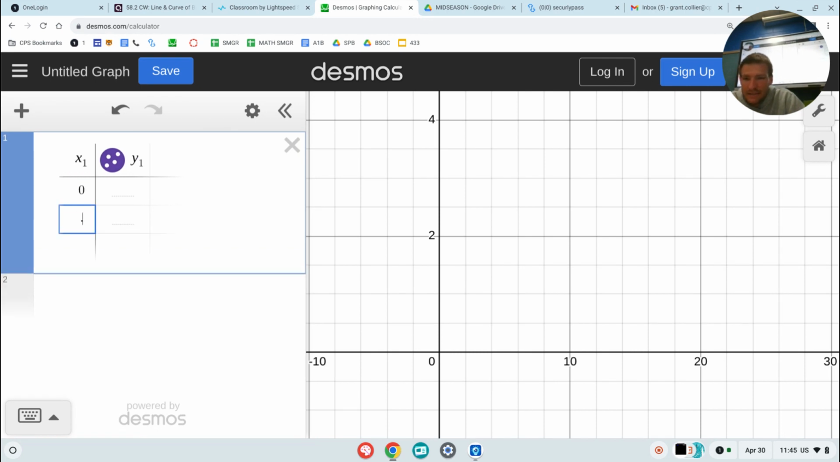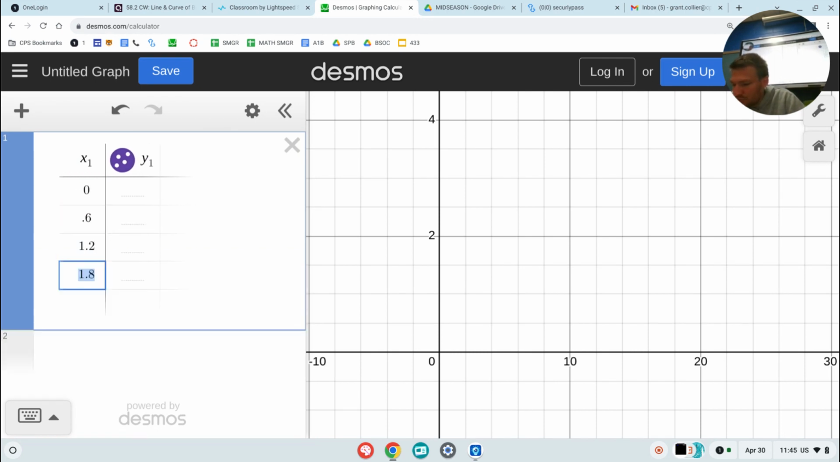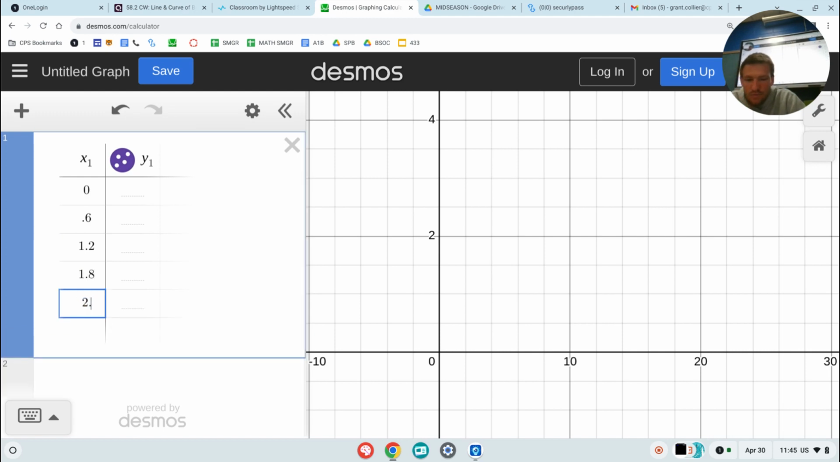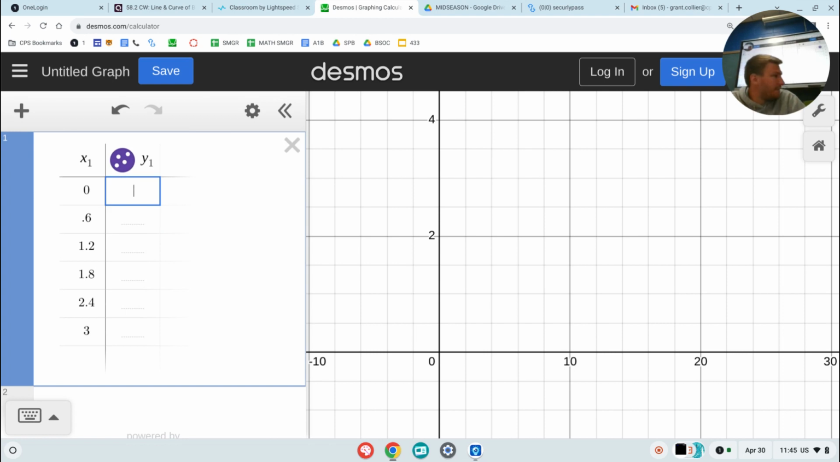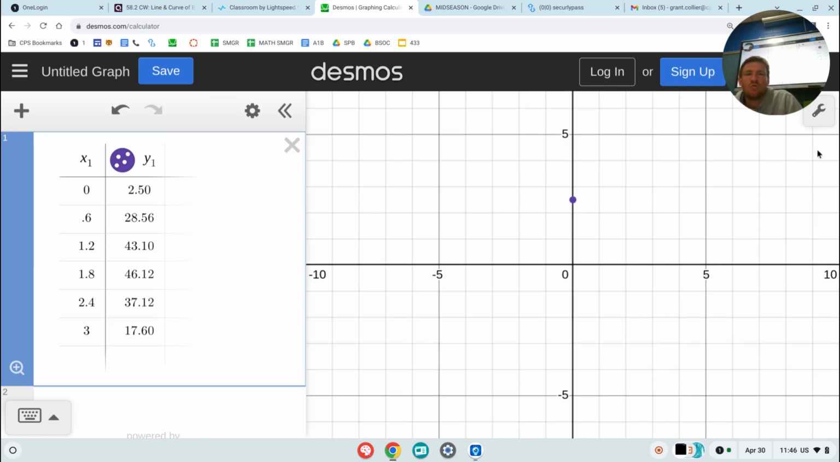0, 0.6, 1.2, 1.8, 2.4, 3. Make sure you get all of this stuff in there. You're good to go. 250, 2856, 4310, 4612, 3712, 1760. Now we've got a few more decimals to type in this time. You have to type it perfect.